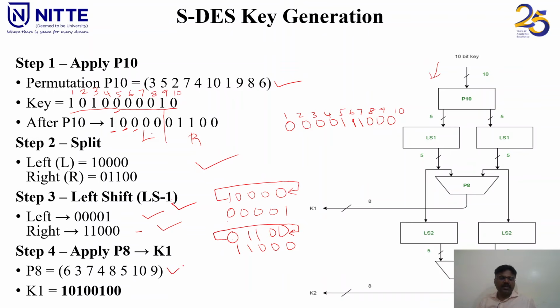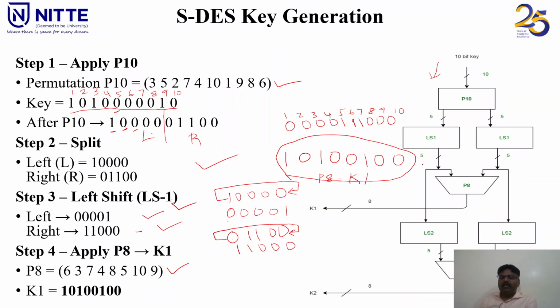So here I'm going to be selecting only the 6th bit, 3rd bit, 7th one. That is, 6th bit is 1, 3rd bit is 0, 7th bit is 1, 4th bit is 0, 8th bit is 0, and 5th bit is 1, 10th bit is 0, and the 9th bit is 0. So I'm going to be choosing this number from applying the 4th step by P8. So this value will become K1.